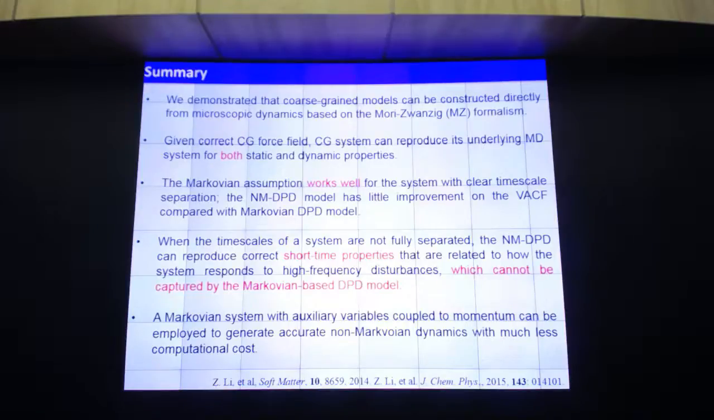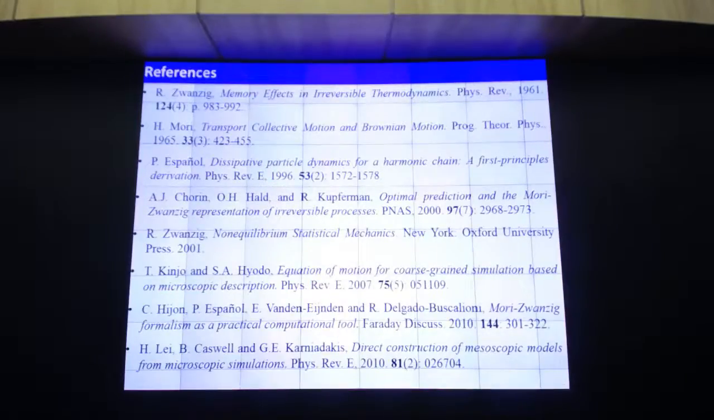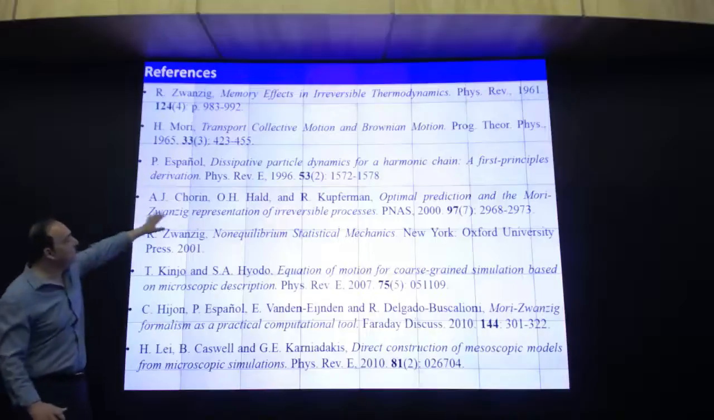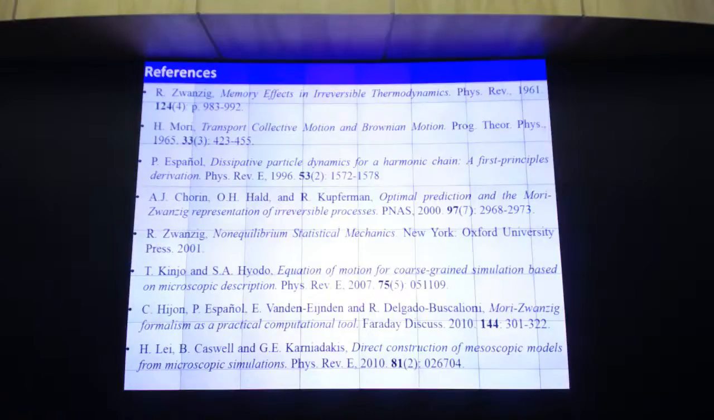There's more to be done. I mean, this kind of field, as I said, the MZ tools have been used only in the last 15 years. For particle systems, they have been used only 5 years, probably. And so there's a lot to be done. Just like in the previous lecture, I have a lot of references here, including the classic Zwanzig and Mori references. Work was done about the same time in the early 60s. Español's paper, the paper of Choren here, as a pioneering paper, and many other publications.